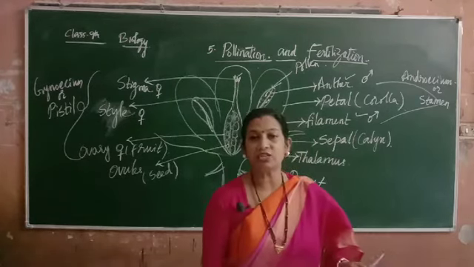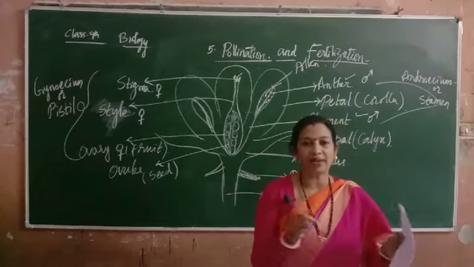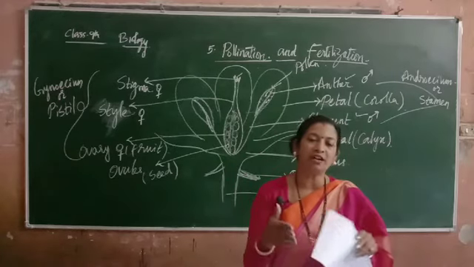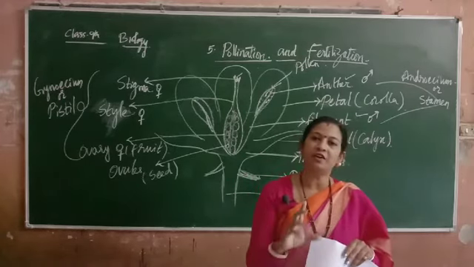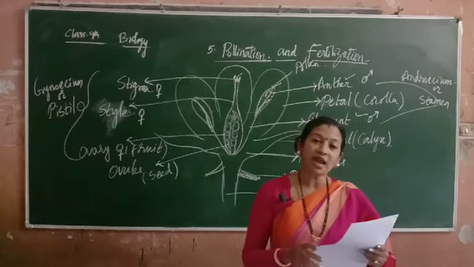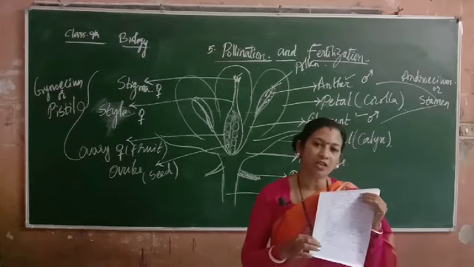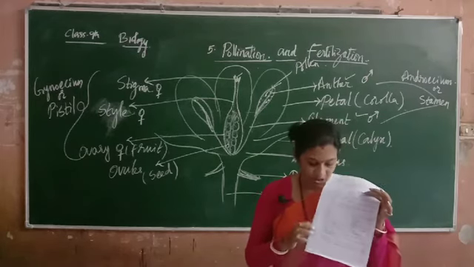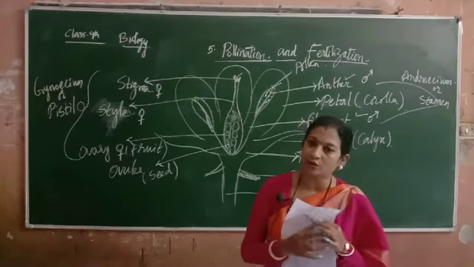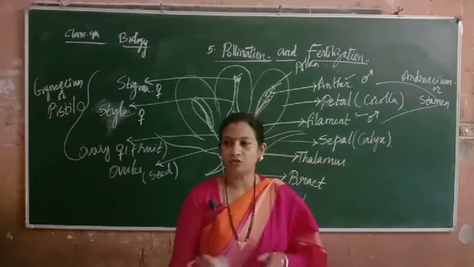Now, fertilization is the process of fusion of the male gamete with the female gamete. When the pollen fuses with the egg cell, then fertilization takes place. What happens after fertilization? What are the changes that take place in the parts of the ovule after fertilization is completely given in your PDF and also in the textbook, which you have to learn.